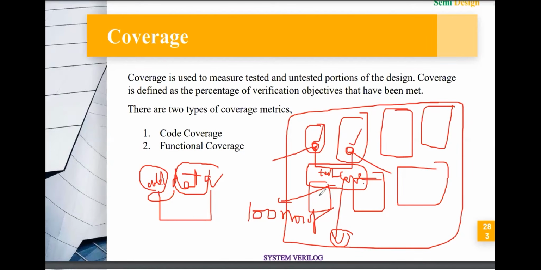Another thing, suppose one bin is missing. Your test cases are all passing, or even your test cases have passed, but still some bins are left. Then we need to hit that bin. If you hit that bin, then our coverage will reach 100%. So those things we need to observe. Did you understand what is meant by coverage, everyone?